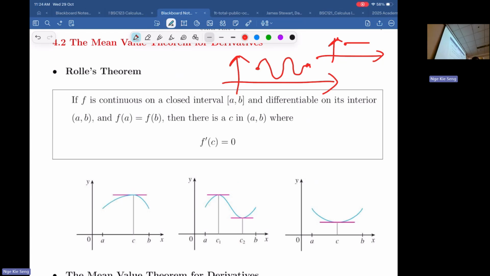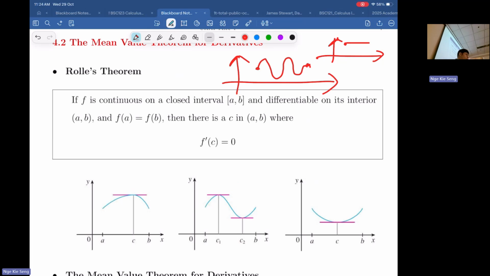Okay, you must turn back because you are continuous. So if you go away from your starting value, but you want to come back to the same value, you must somehow come back. Okay, you must turn back. So this will create the maximum and minimum.